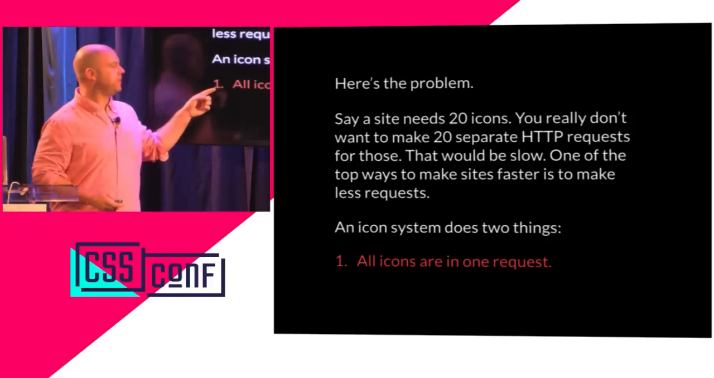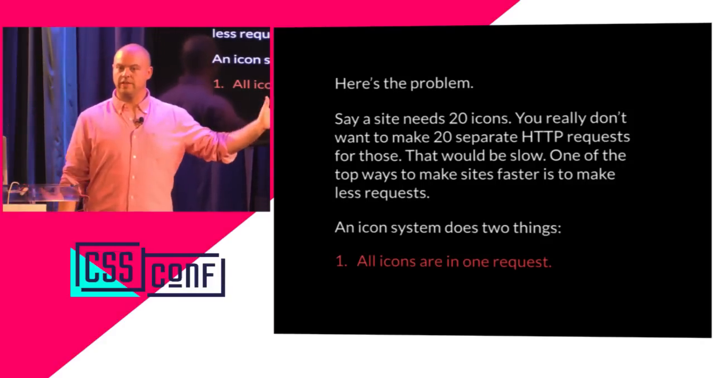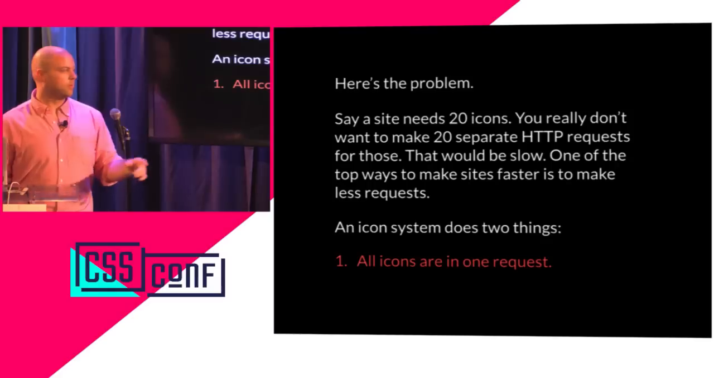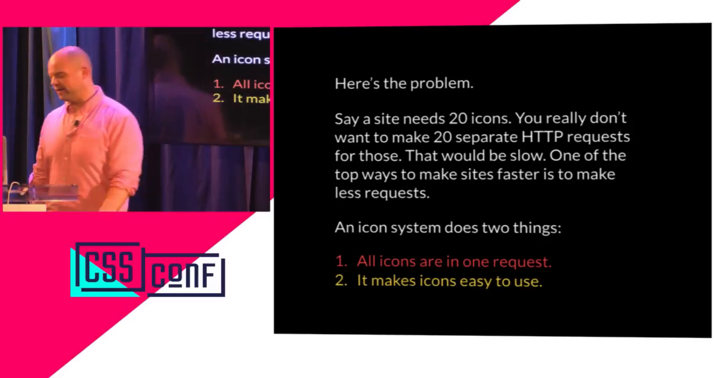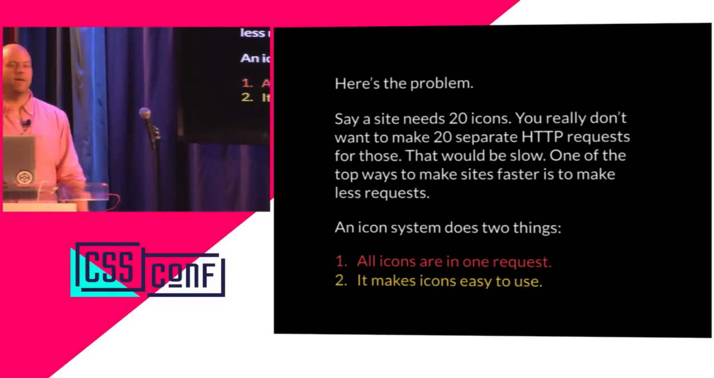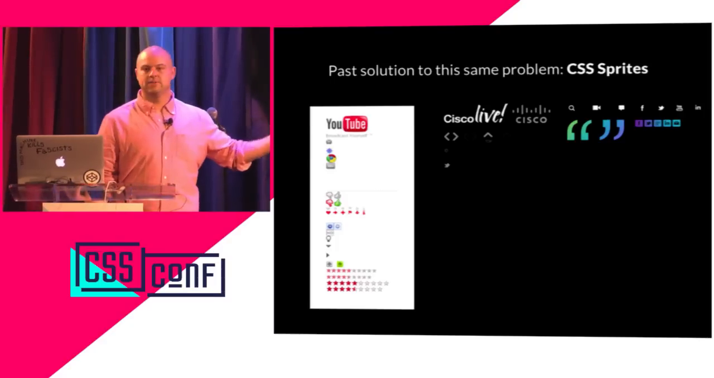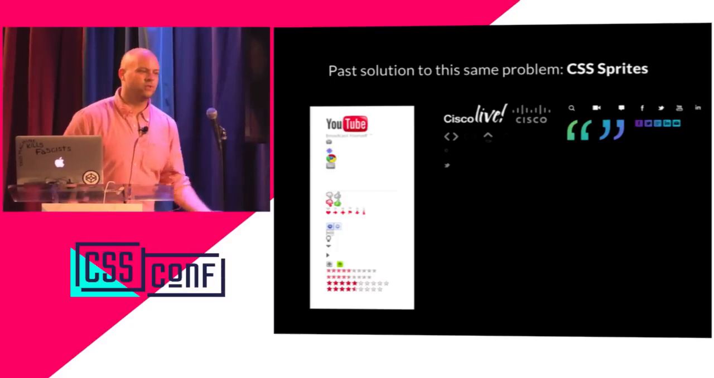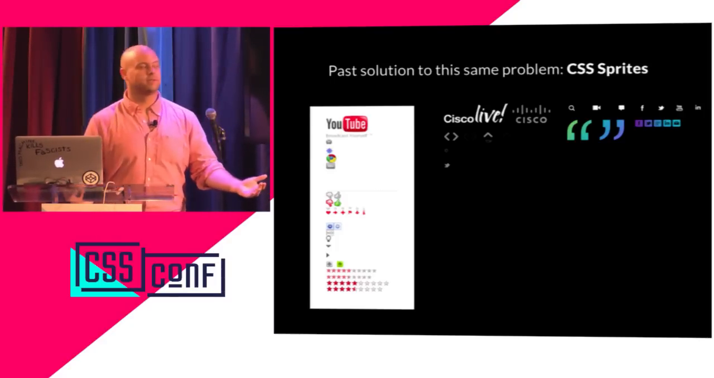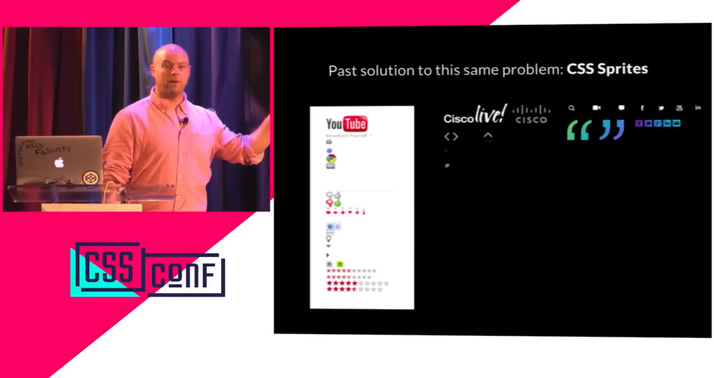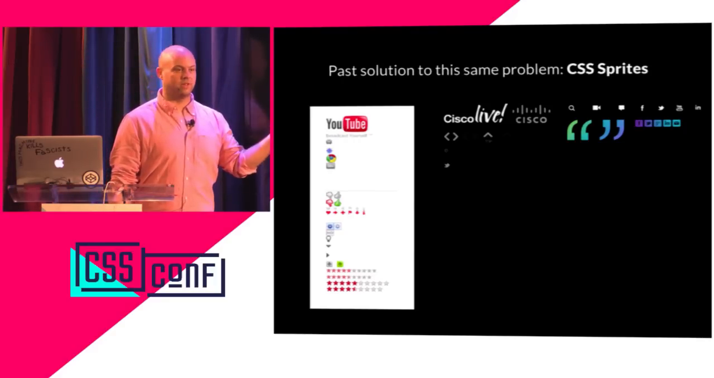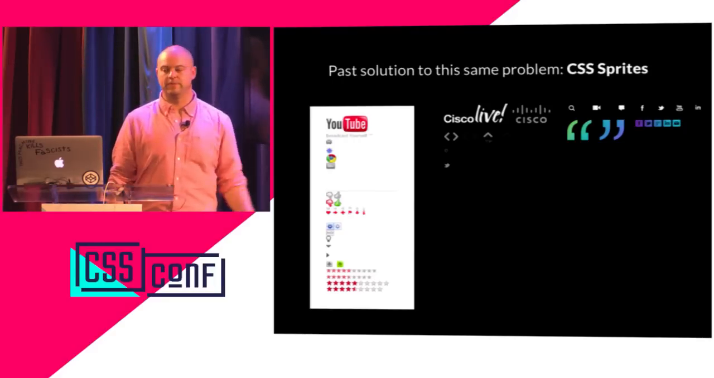So in our system, we want to smush all the icons into one request. That would be nice for performance. And then just make it easy on us, give us some tools to make it not so hard as a front-end developer. We solved this problem in the past with sprites, and we had creative solutions for that. You could hand code them, you could use tools to build them. This is the same problem with the same solution. Smash all the things into one request, serve them somehow.